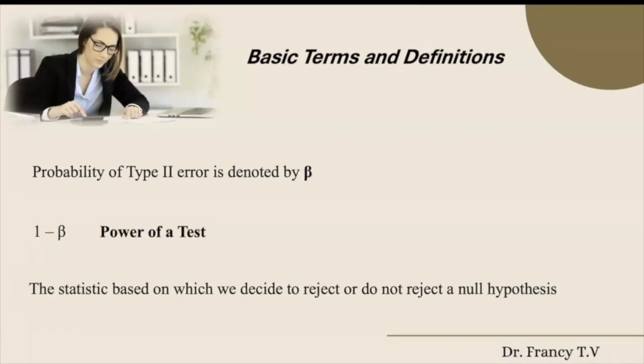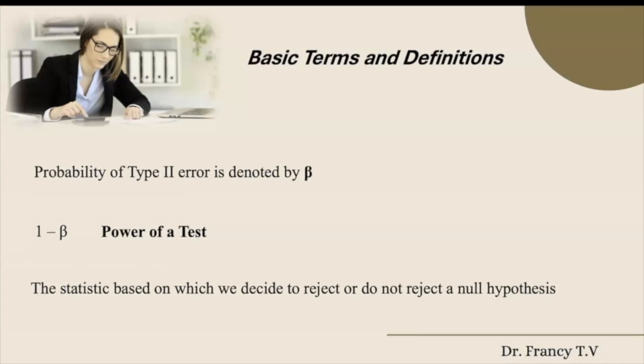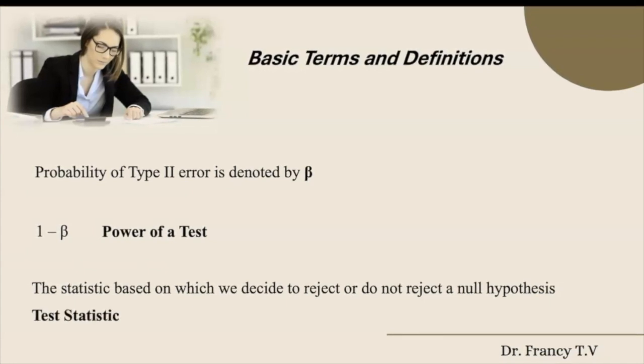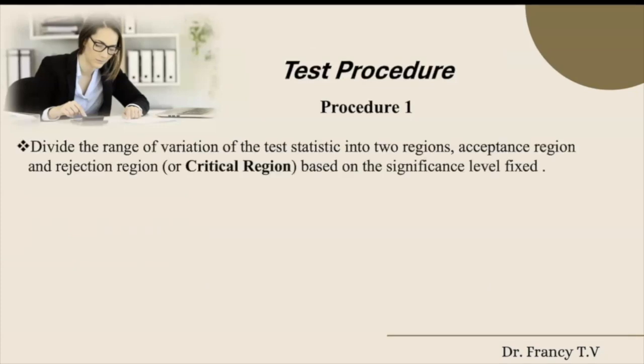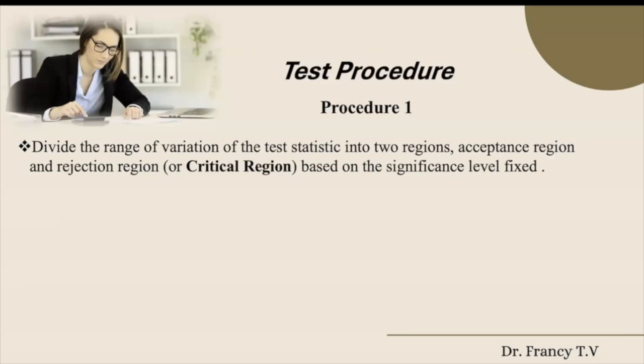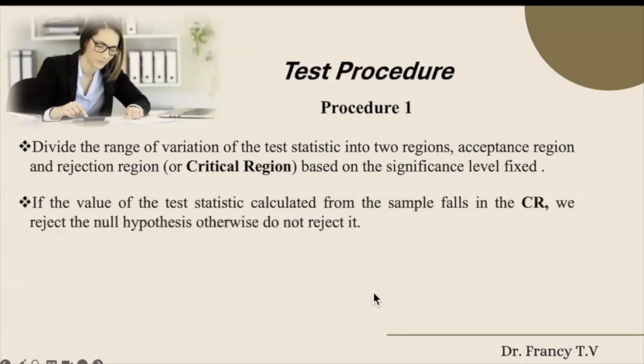Finally, the statistic based on which we decide to reject or not to reject a null hypothesis is known as test statistic. Based on these terms and definitions, we can define two types of test procedures. Procedure 1 is as follows. Divide the range of variation of the test statistic into two regions, acceptance region and rejection region, or critical region, based on the significance level fixed.